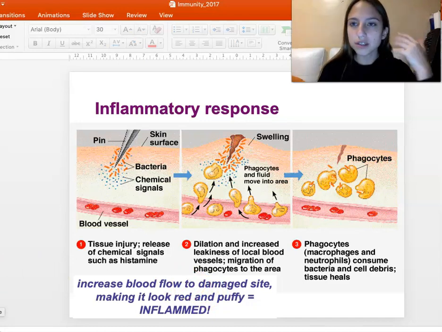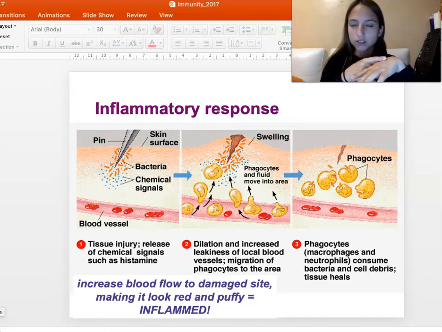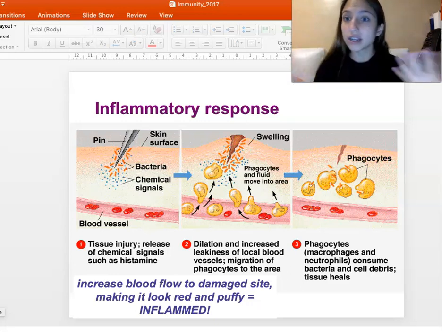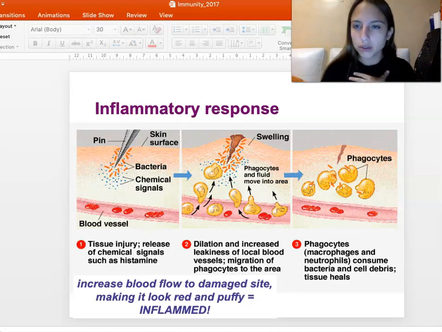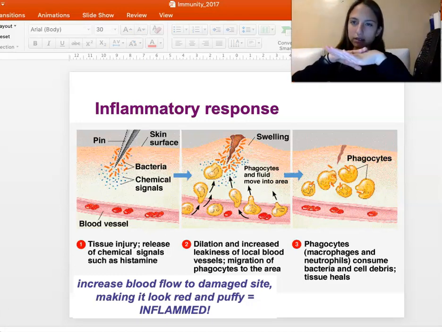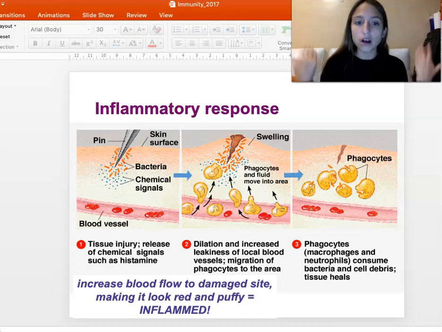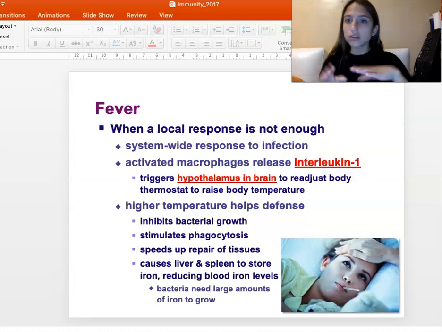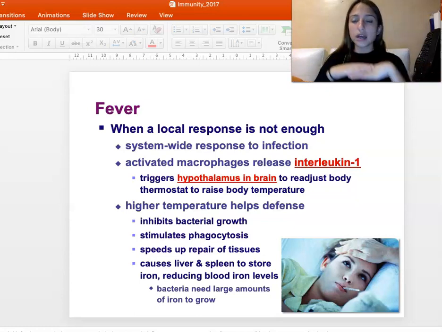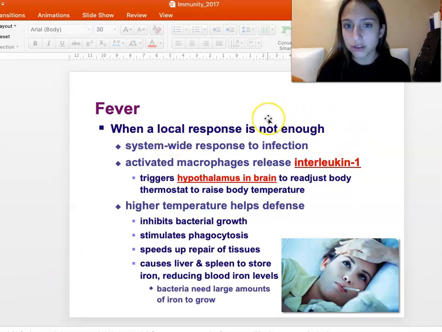We know that sometimes it's not just inflammation that occurs in a specific injury. Sometimes it doesn't even have to do with injuries. Sometimes it is simply that you have an infection, a body infection, something that is causing you to be sick. When that happens, you can also use the inflammatory response, but it's no longer just localized in a specific area. It can be all over your body. And when the inflammatory response is all over your body, that's when you get a fever. When it's not enough for just a local response and it is something that's infecting your entire body, you're going to have a system-wide response to that infection.